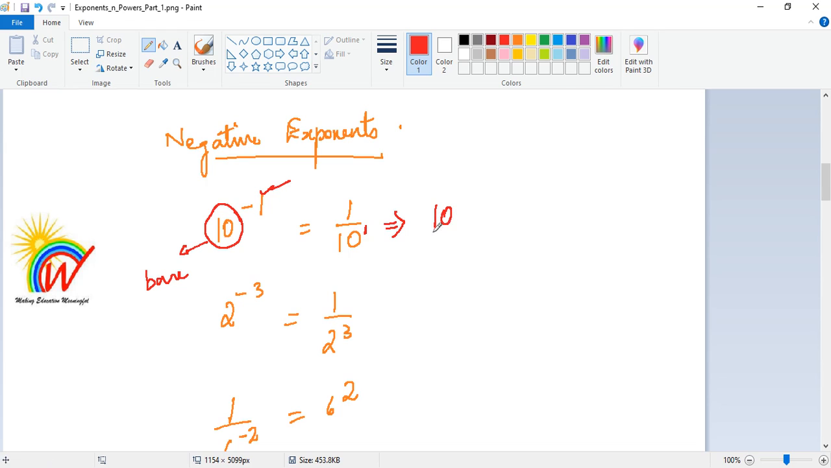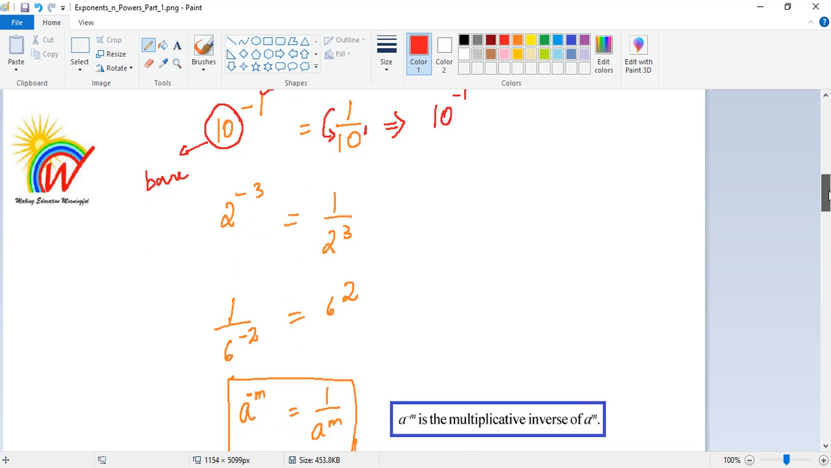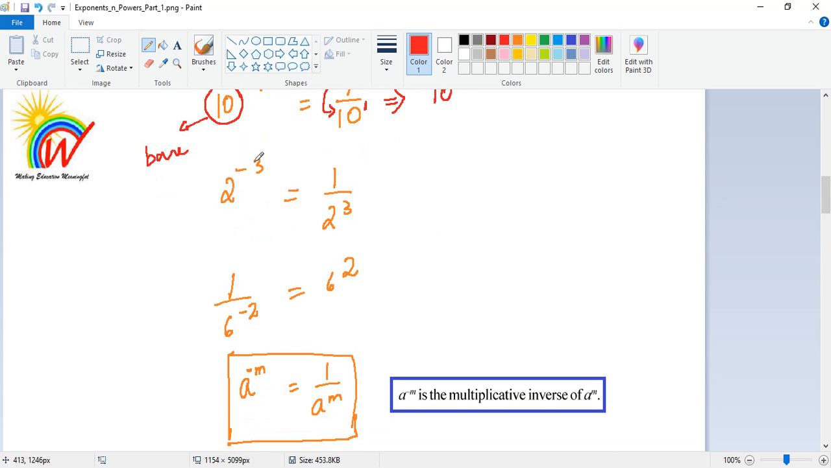When you are reciprocating it, the number always gets the opposite power. Okay, if it's 1, it's going to be negative 1. Understood? Now here 2 to the power of minus 3 could be written as 1 by 2 to the power of 3. If I reciprocate this, if I do 1 by 2, then the power will take the opposite sign. If it's positive 3, it's going to be negative 3. If it's negative 3, it's going to be positive 3.